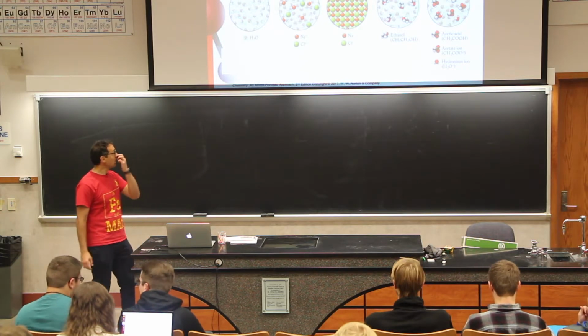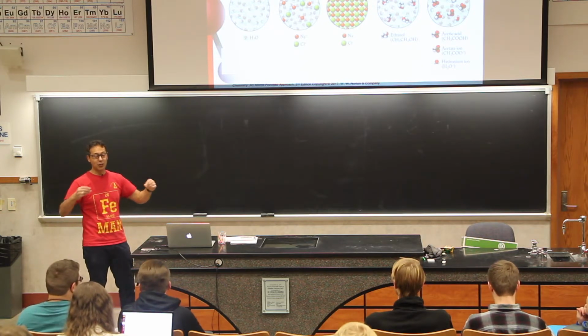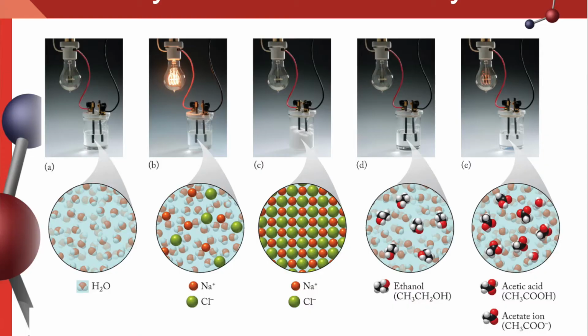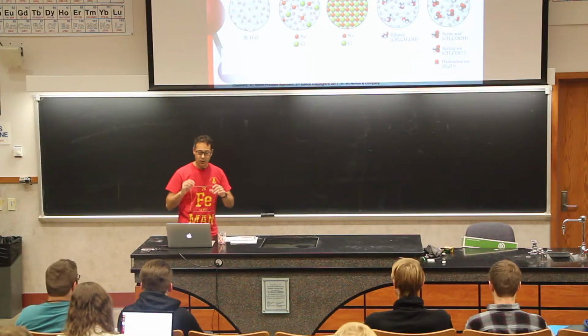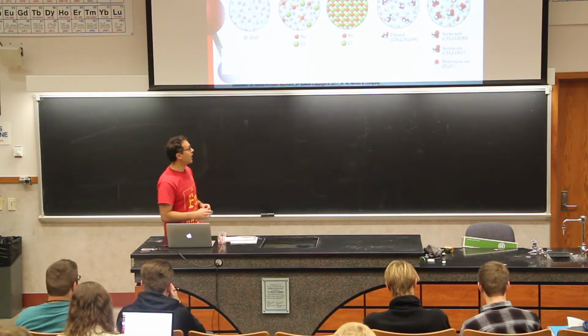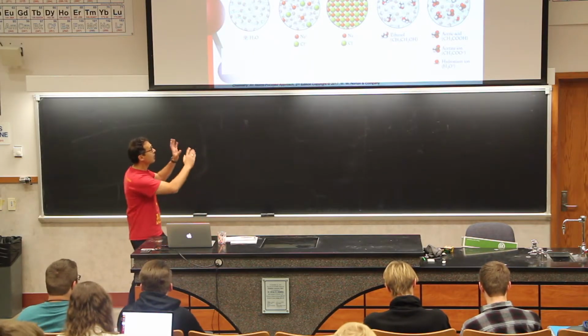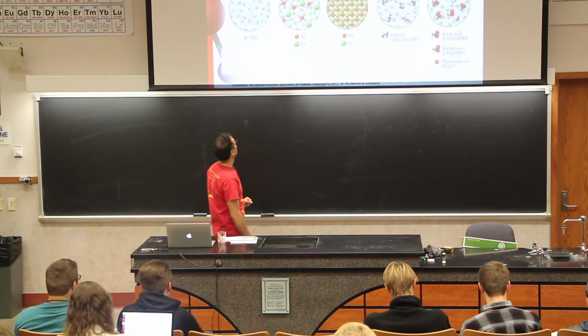But electrolytes are really just when things dissolve in water and they form ions. That's the thing. So it dissolves in water and forms ions. These would be electrolytes. So now here we have different solutions on this slide.